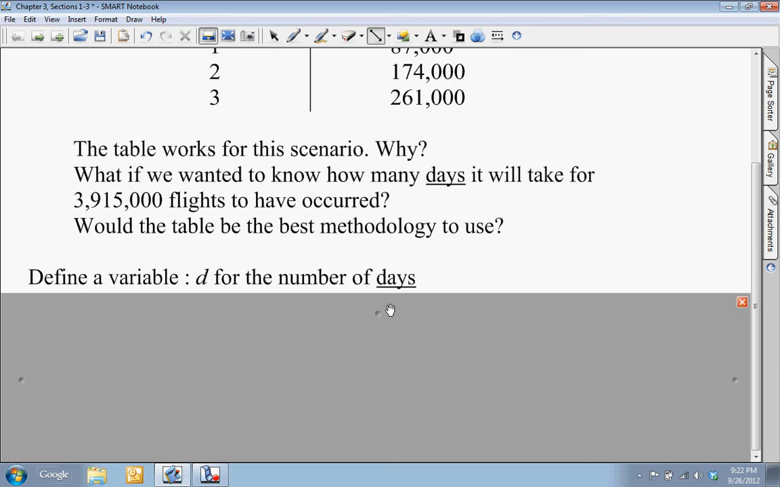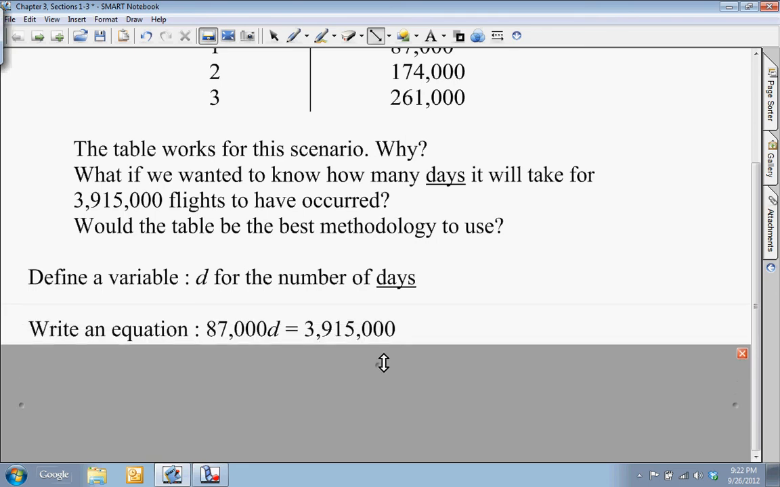Or we could say something like, how many minutes would it take? And we would use the letter M. Or if we were looking for an unknown number, we simply use the letter N. Although we know from algebra that we can really use any variable we choose. But again, in this case, I'm going to define a variable, D, for the number of days.